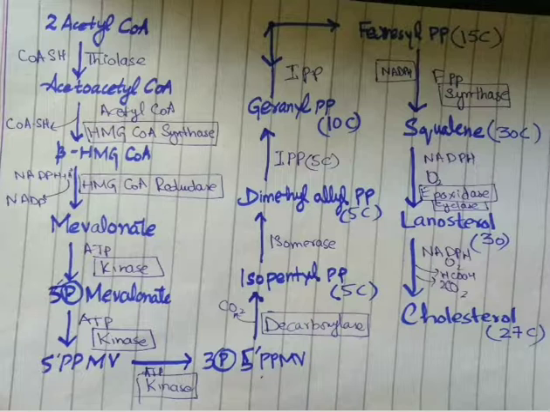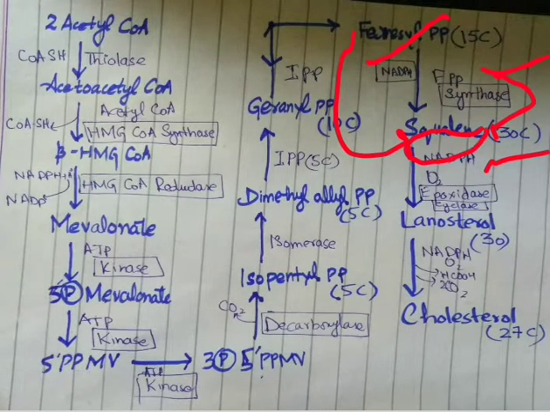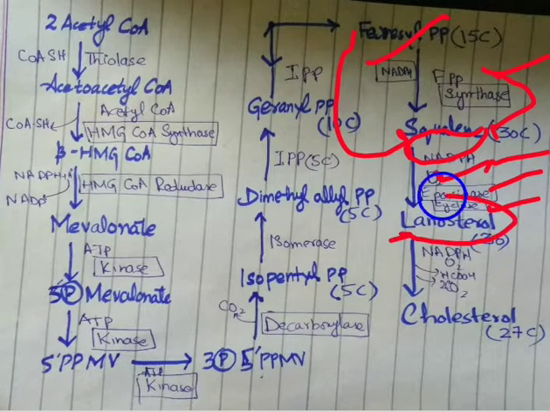Then farnesyl pyrophosphate is converted to squalene, which requires NADPH. And where does this NADPH come from? NADPH comes from the HMP shunt. This step also utilizes farnesyl pyrophosphate synthase. Then it is converted to squalene, a 30 carbon compound. Then NADPH is required and oxygen is used. Epoxidase and cyclase enzymes are used, and it is converted into lanosterol, which is a 30 carbon compound.